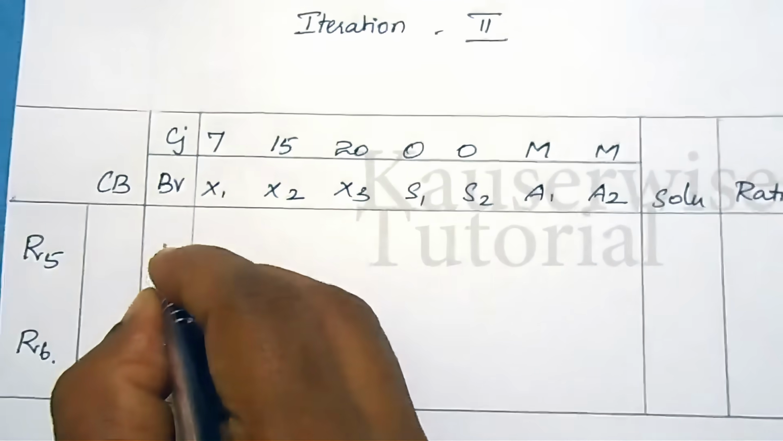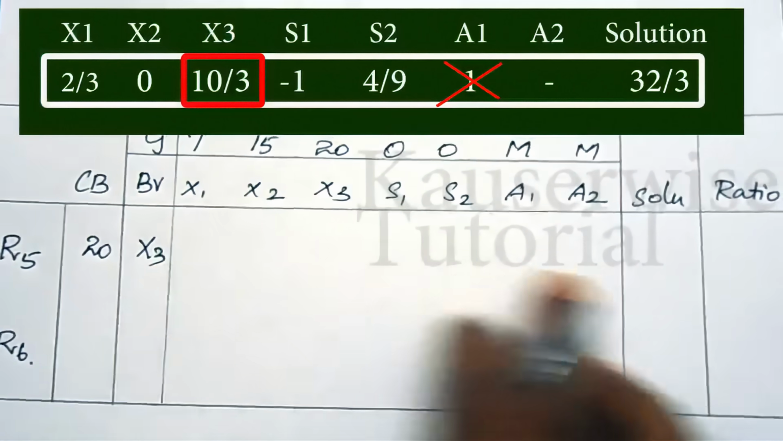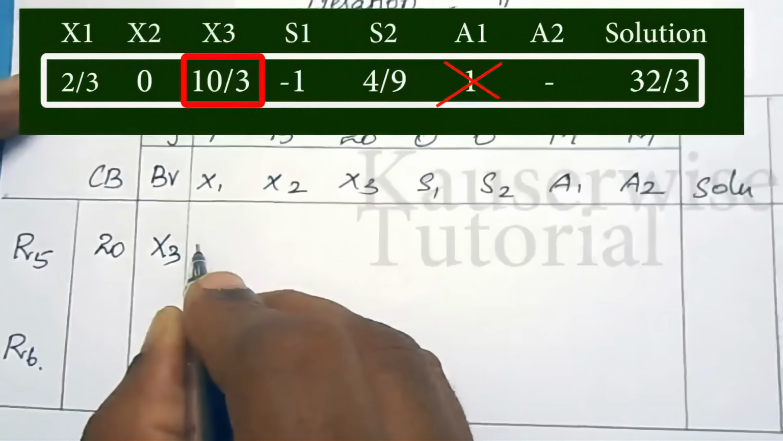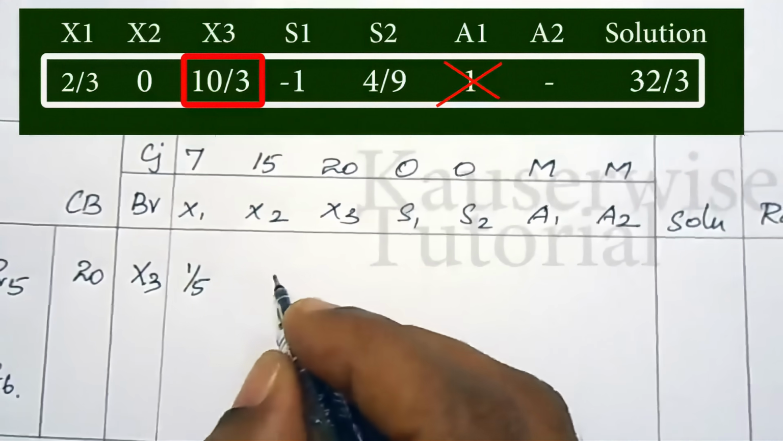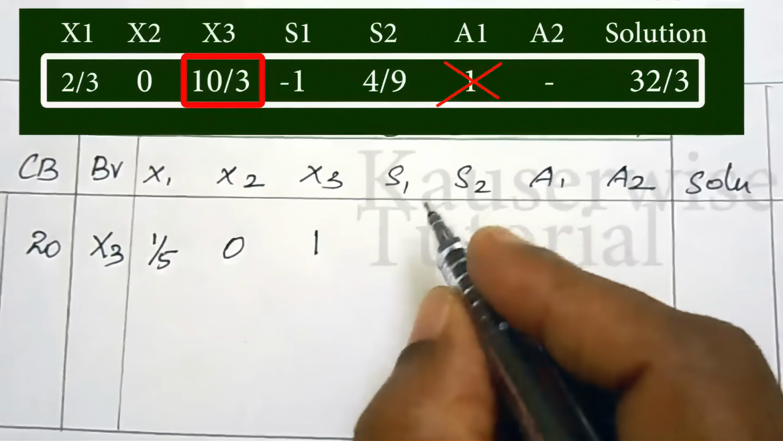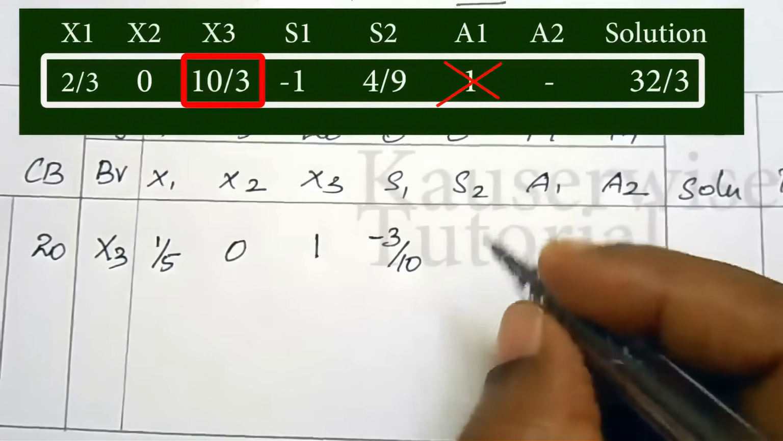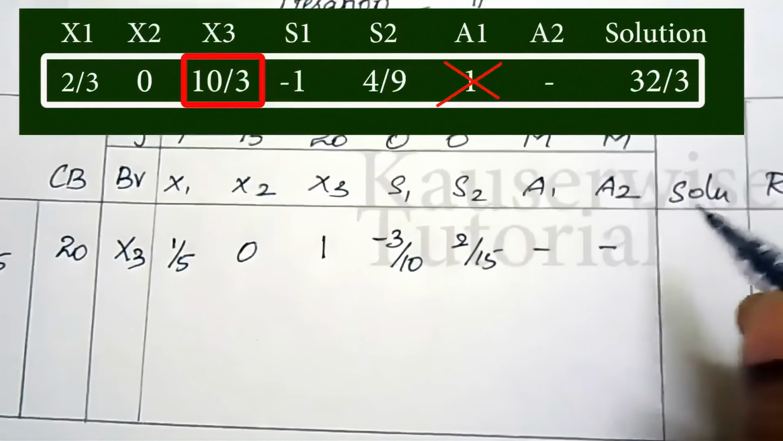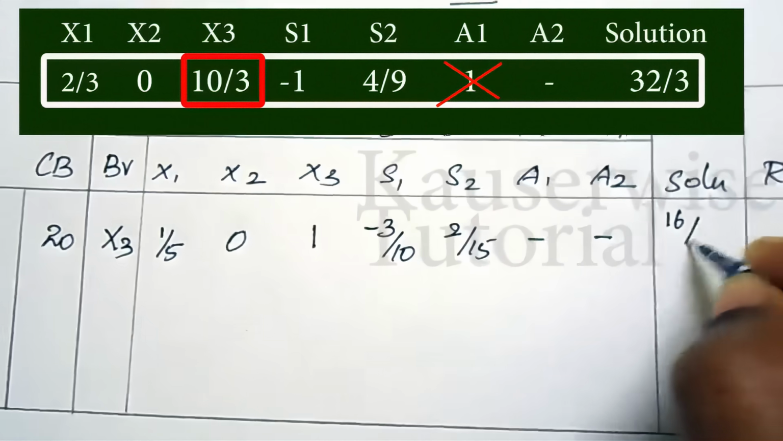For row 5, the entering variable is x3 and the cost is 20. For the new values, you can apply the simple formula: old value divided by key value. 2 by 3 divided by 10 by 3 is equal to 1 by 5. Then 0 divided by 10 by 3 is 0. Then 10 by 3 divided by 10 by 3 is 1. Minus 1 divided by 10 by 3 is minus 3 by 10. Then 4 by 9 divided by 10 by 3 is 2 by 15. For A1, A2, dash. For the solution, 32 by 3 divided by 10 by 3 is equal to 16 by 5.